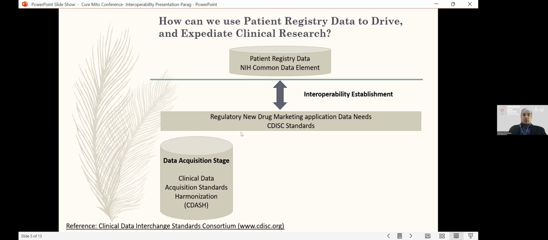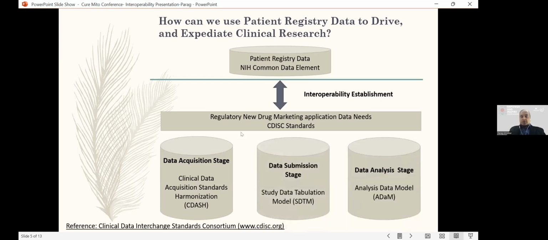Now, Rhonda talked about it in detail, but I will just show the three basic areas where we look for the data in certain standards, which are the collection stage, the submission stage, and the analysis stage. Without going into too many details, we are talking about CDASH, the collection standards, SDTM standards for submission, and ADaM, the analysis data model. So when we establish the interoperability, this patient registry data is in these standards, ready to be analyzed by a regulatory agency.